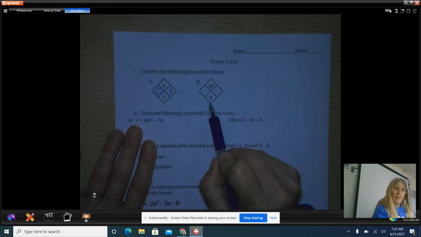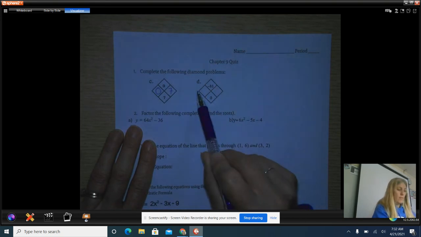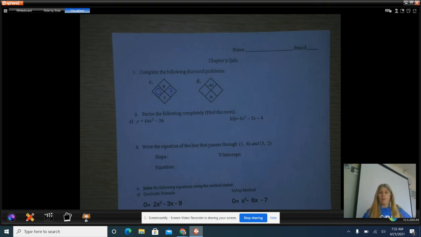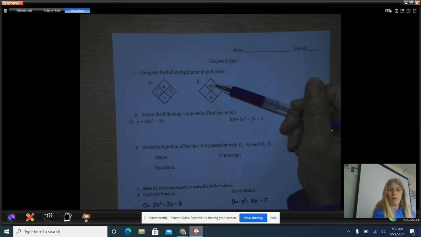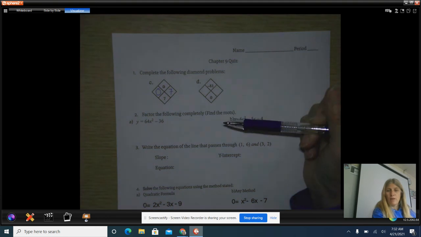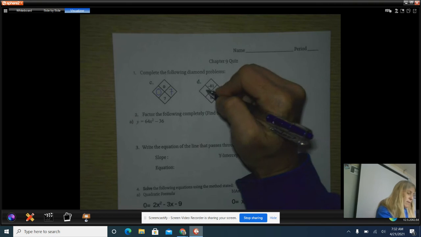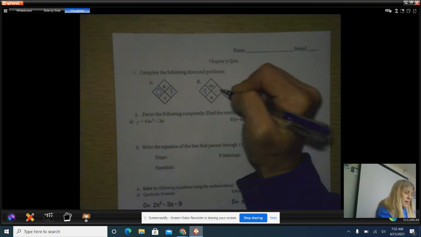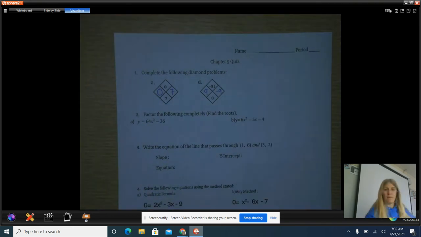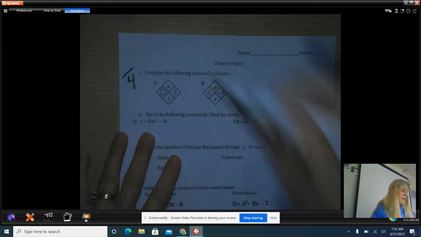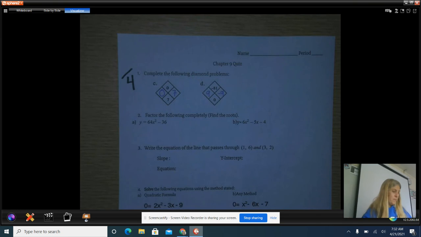Now, when we have a 0 on the bottom, we're looking for two numbers that combine to be 0. That means they need to be opposites of each other. The number up top is going to be a perfect square. If we take the square root of 81, it's 9. So one of them is going to be 9, and the other one is going to be negative 9. So problem number 1 is worth 4 points. Once again, the order of those does not matter.